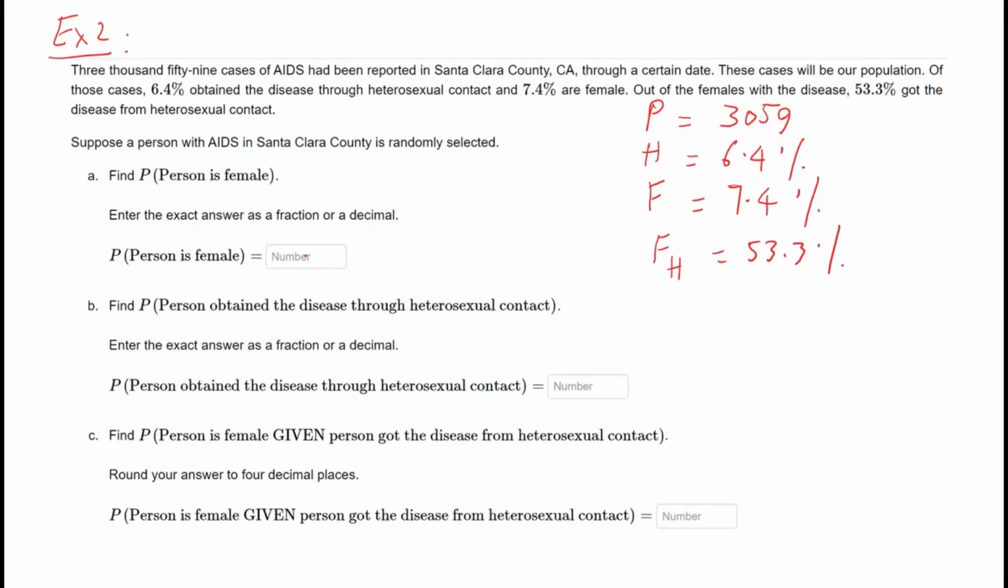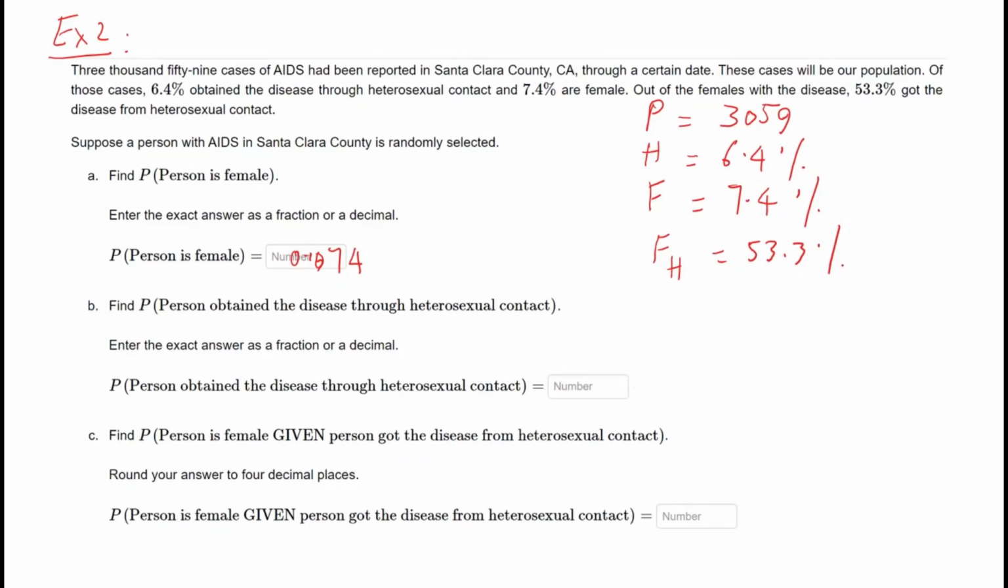So we will consider the population also in percentage. So no matter what the number of population is, it is considered as 100%, out of which 7.4% are females. So the probability must be 0.074, dividing 7.4 by 100.